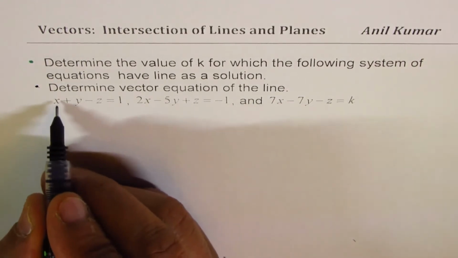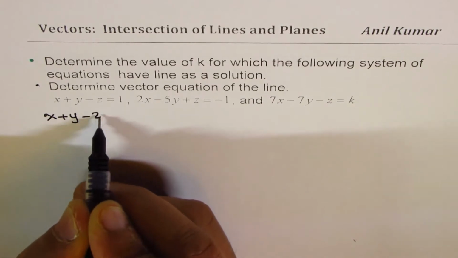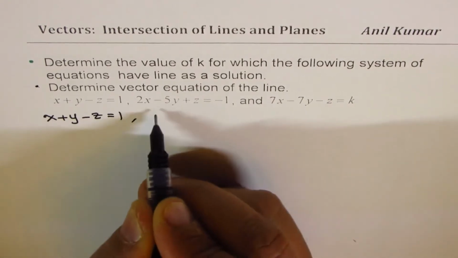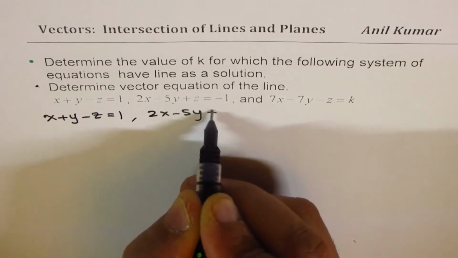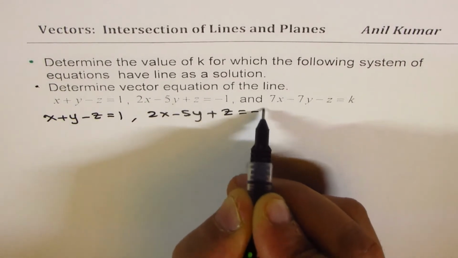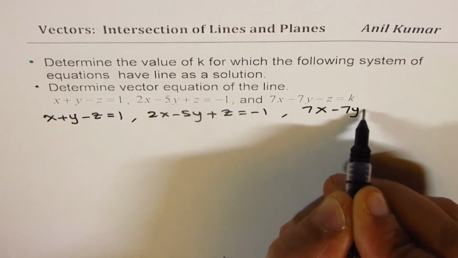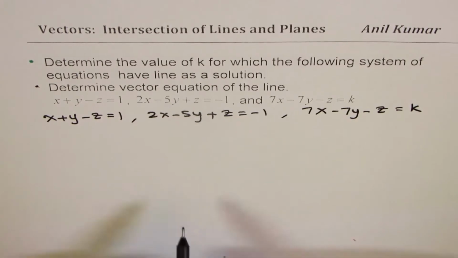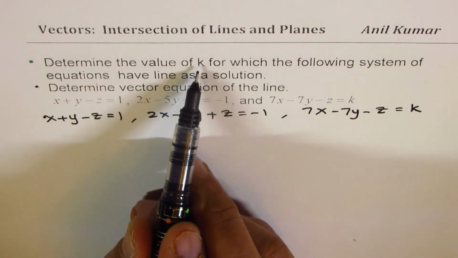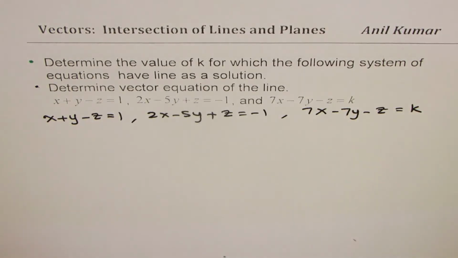The system of equations, let me rewrite them. We have x plus y minus z equals 1. The second plane is 2x minus 5y plus z equals minus 1. And the third one is 7x minus 7y minus z equals k. So first step, we need to find k so that the intersection of these planes is a line.